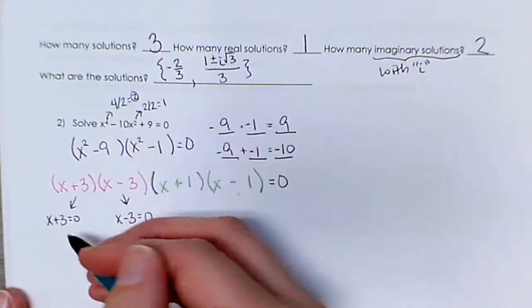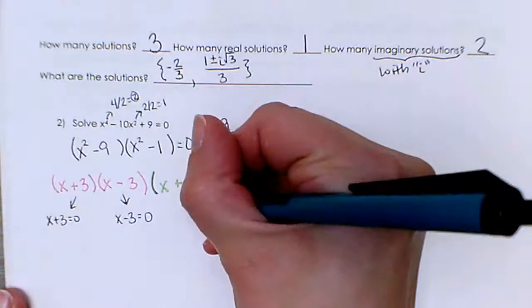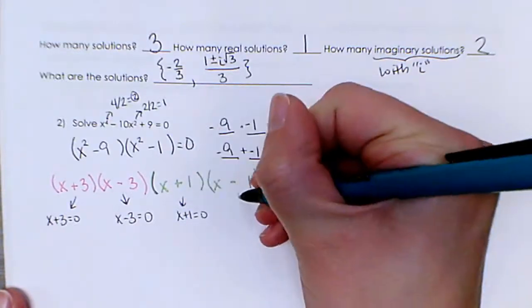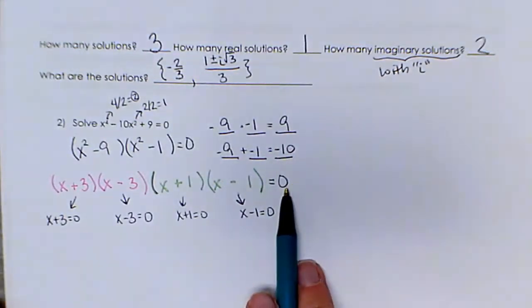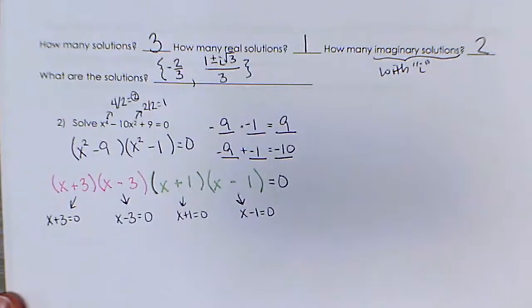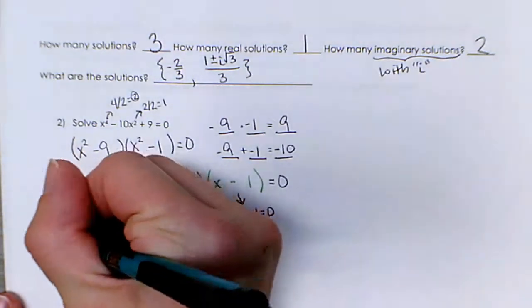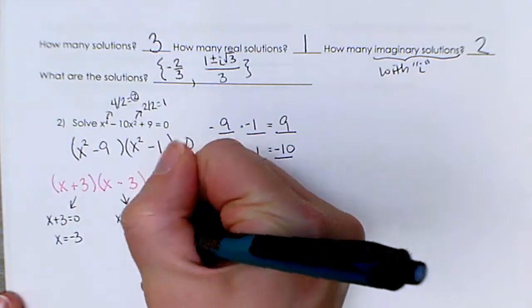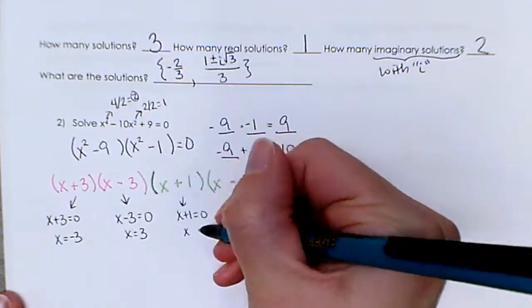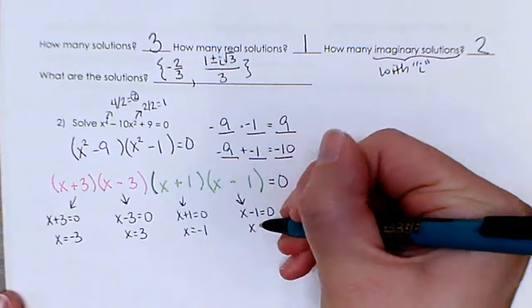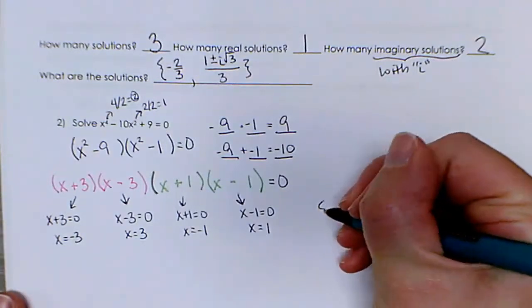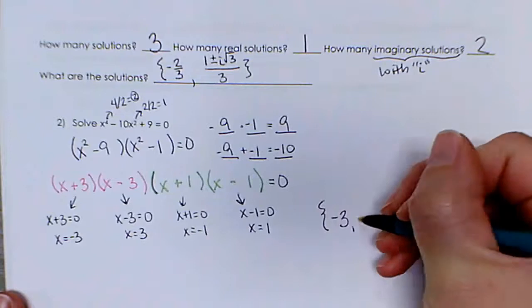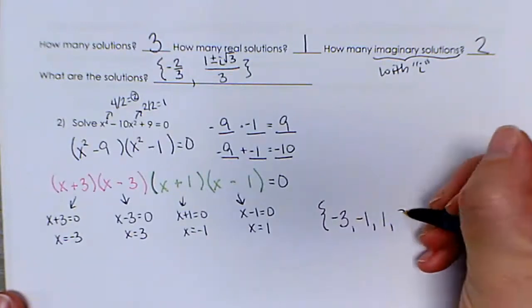Either x plus 3 could be 0, x minus 3 could be 0, x plus 1 could be 0, x minus 1 could be 0. All of those possibilities would make a product of 0, so we have to include them all as solutions. So these are all little one-step equations. Either x is equal to negative 3, or positive 3, or negative 1, or positive 1. So these are my solutions. My solutions are negative 3, negative 1, 1, and 3.